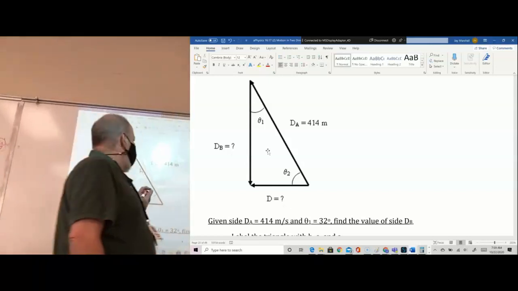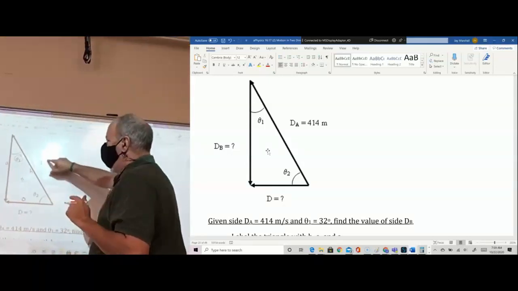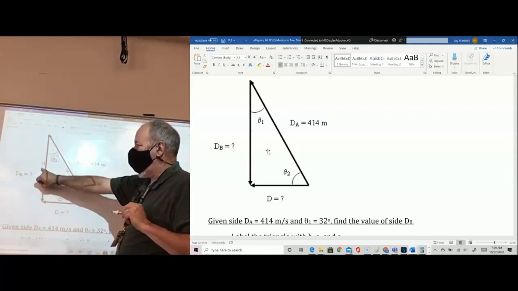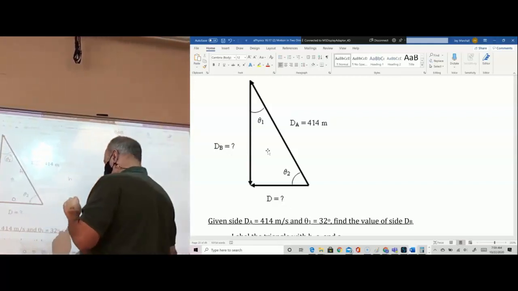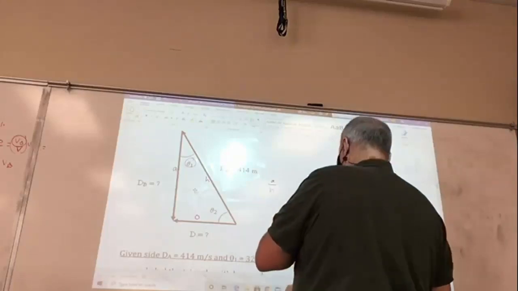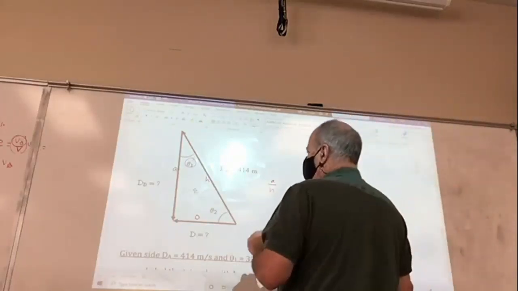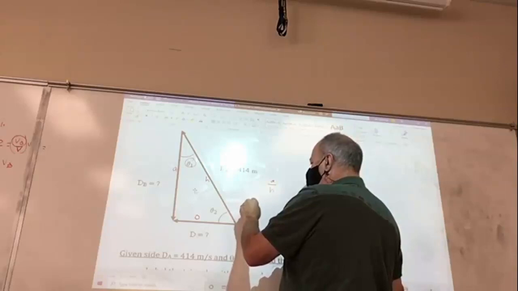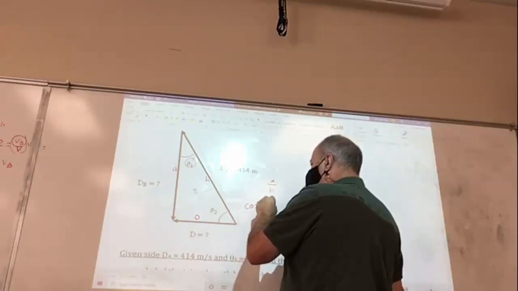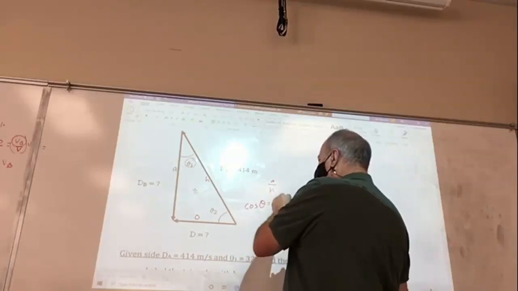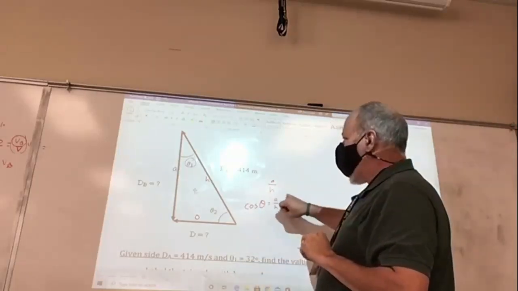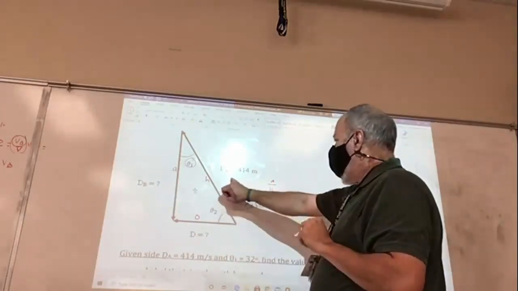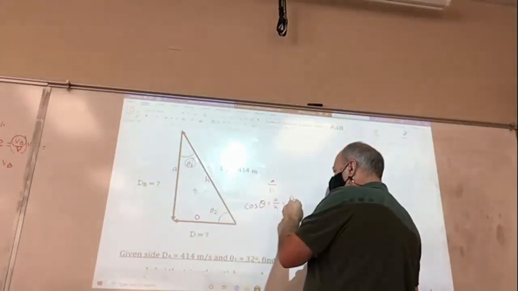Then I'm going to ask the question, what do I have? What have I been given? I've been given the hypotenuse. What side do I want? I want the adjacent side. Is that what I wanted? Yeah, I want the adjacent side. By the way, the function that does that is cosine. So I write down the definition: cosine of theta equals A over H. The adjacent side is also dB, and the hypotenuse in this case is dA.